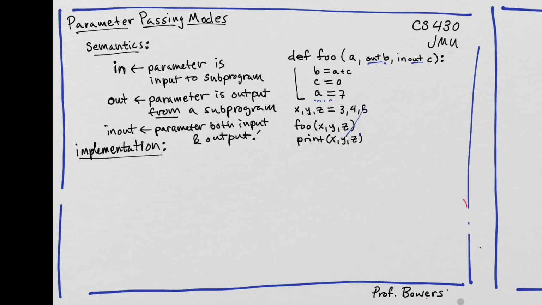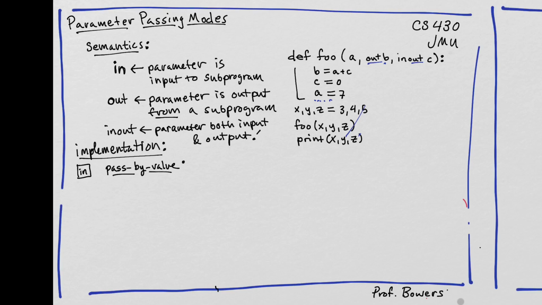So how do we implement these things? Well, there are 5 ways we're going to look at, and the first is one that's very familiar to you because this is what Java does. It is pass by value. And here, this is an implementation of in-mode parameter. Now, Java's a little tricky because it's passing references by value, but let's not worry about that right now.